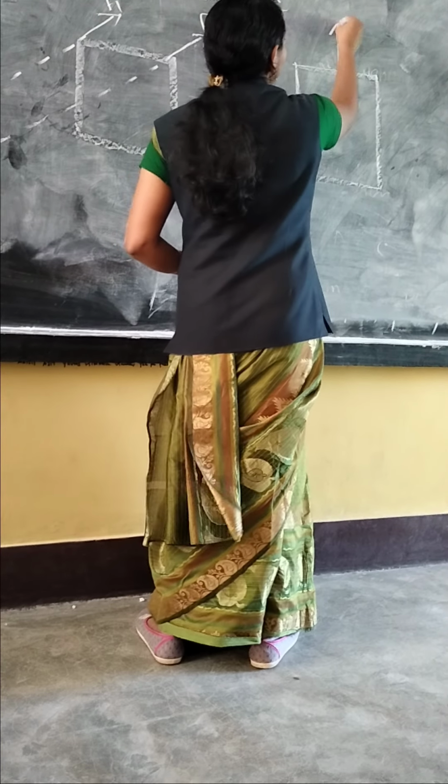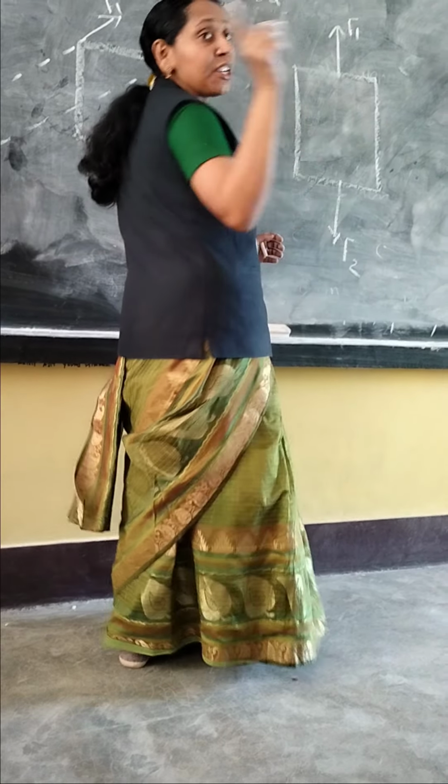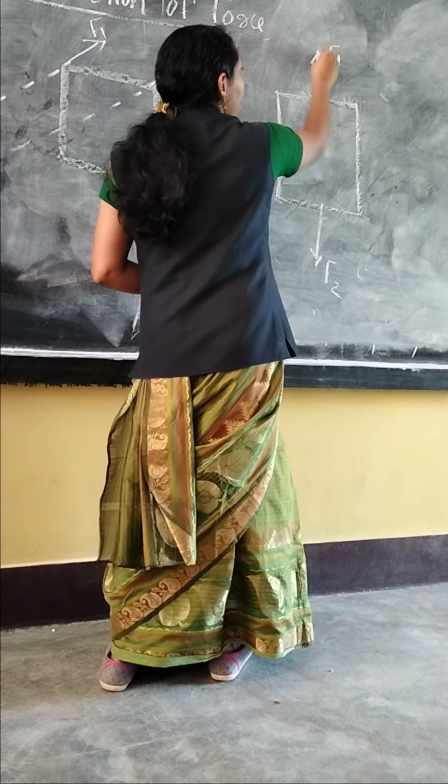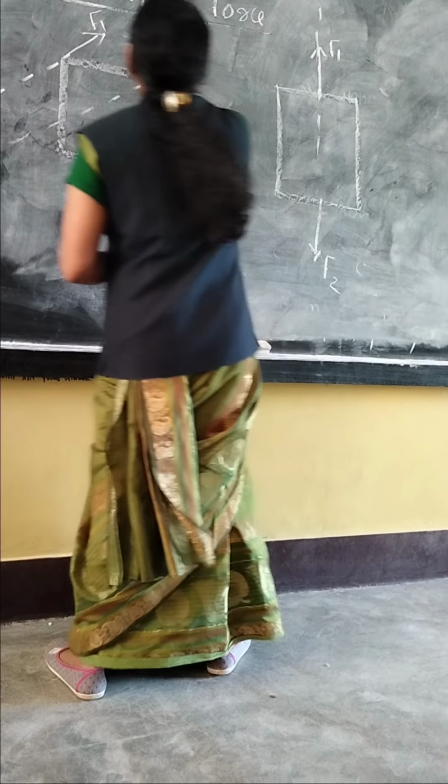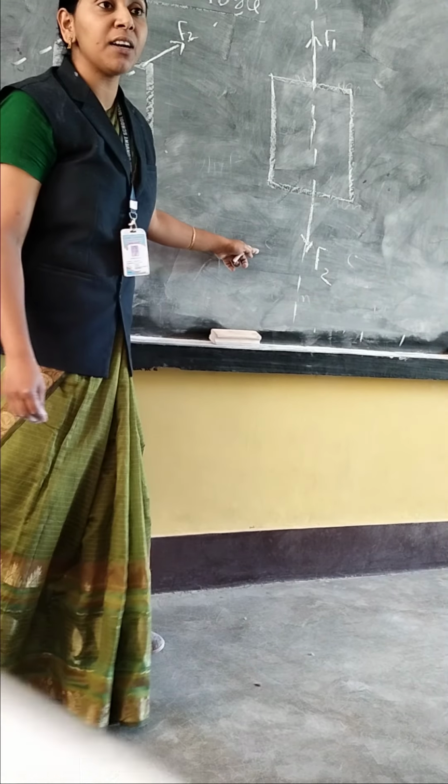One force is here, F1. The other force is here, F2. I try to draw the line of action of F1, and here also, okay? Here also, the line of action of F2. What is the resultant of that?